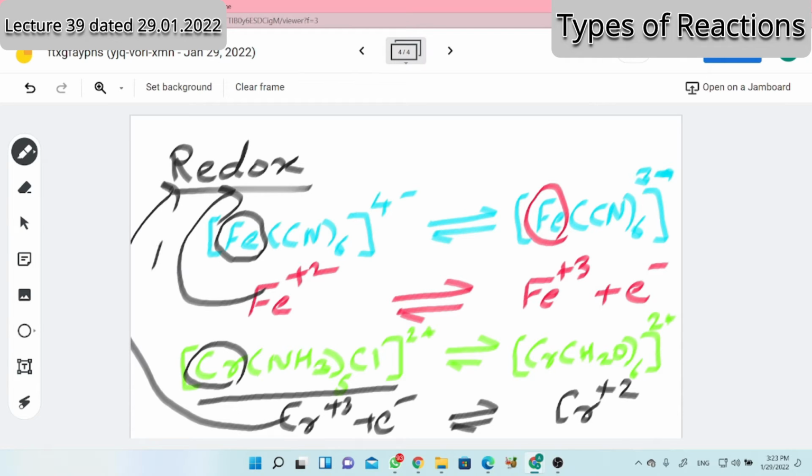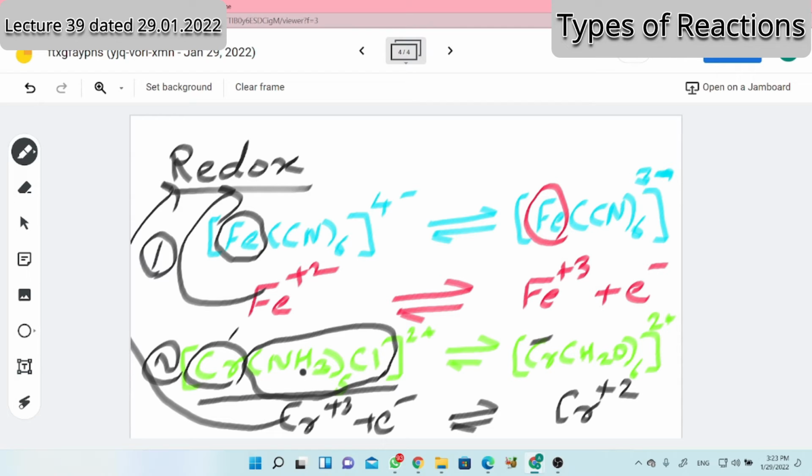In the first reaction, what happened? Only the metal ion changed. In the second reaction, what happened? The metal ion changed, and by the way, the ligands have also changed. The complete reactions are not balanced; I only want to give the important part. Ammonia will evolve, and separate chloride ion will be there. That's a different thing. Along with the change in oxidation state, the surrounding coordinating groups also change. So this is the second type of reaction.